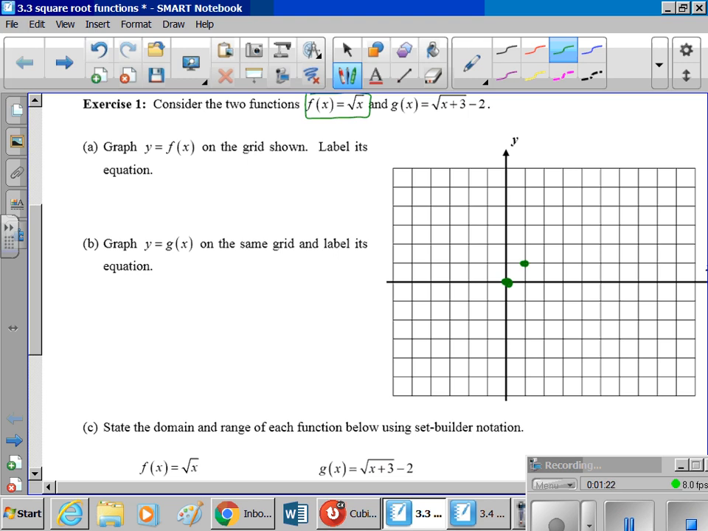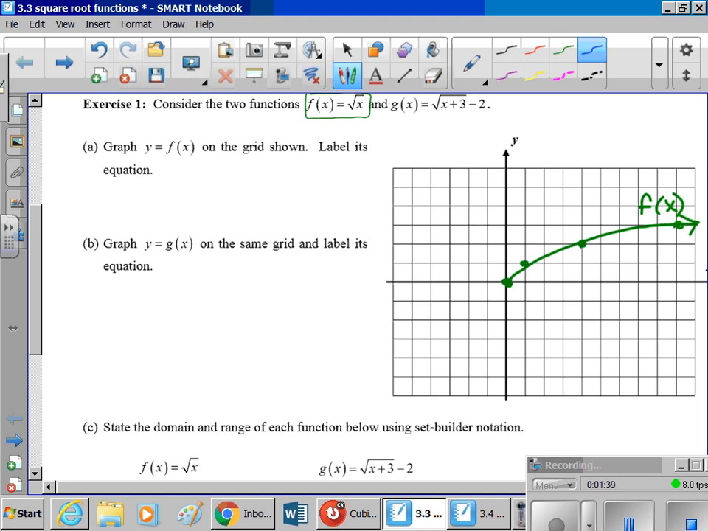So for this particular one, it's going to be 1, 1. It's going to be 4, 2, because the square root of 4 is 2. Square root of 9 is 3. So this is what f of x looks like.